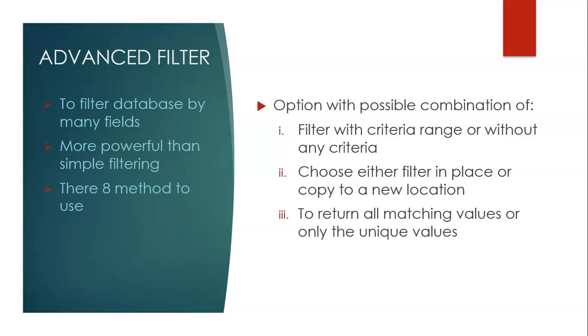I mean, you have the options to combine a filter with a criteria range or without any criteria, or you can choose to filter the data in place in the database, or copy it to another location. I usually copy the filtered data to a new location because I don't want to corrupt my original data. Another option is to return all matching values or only the unique values. So now let's have a look at how the advanced filter works.